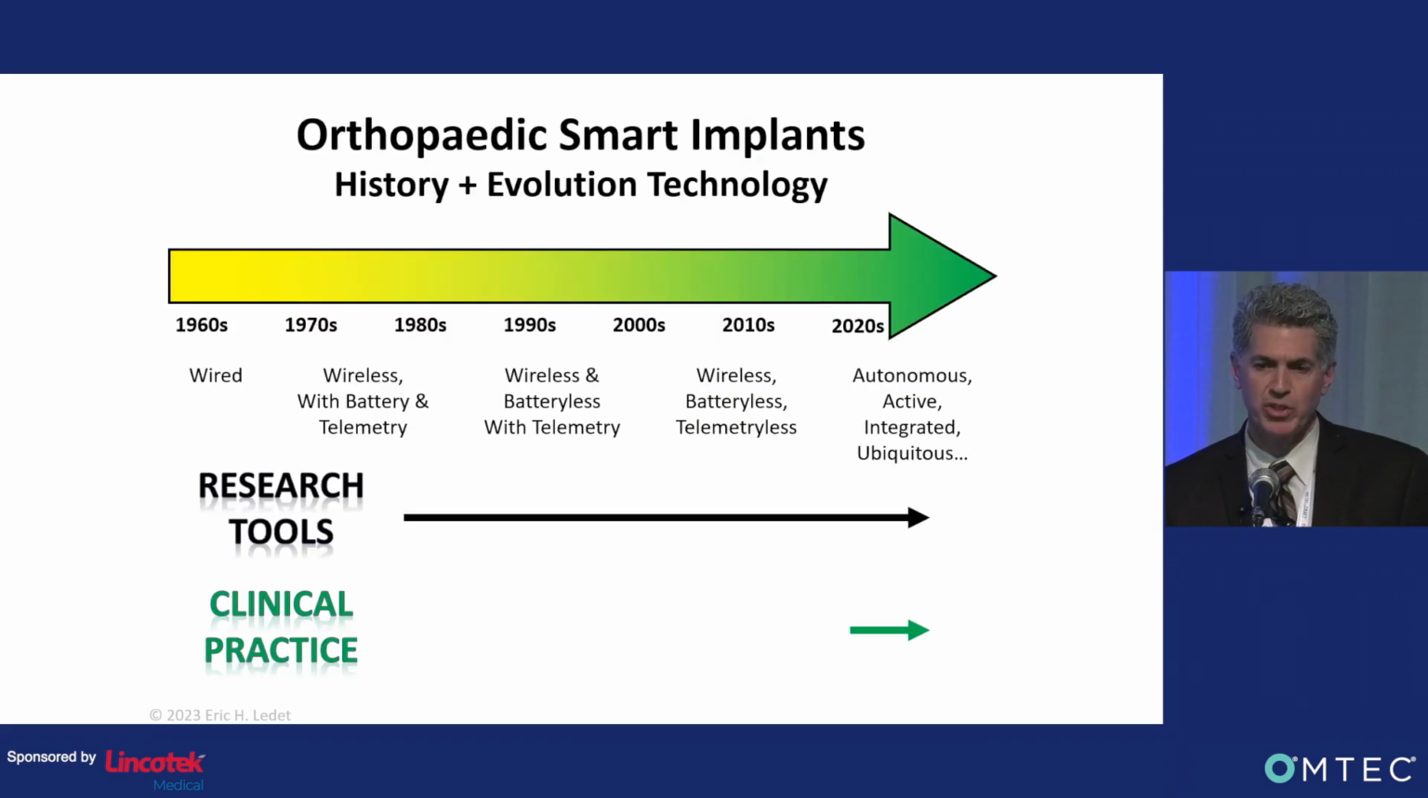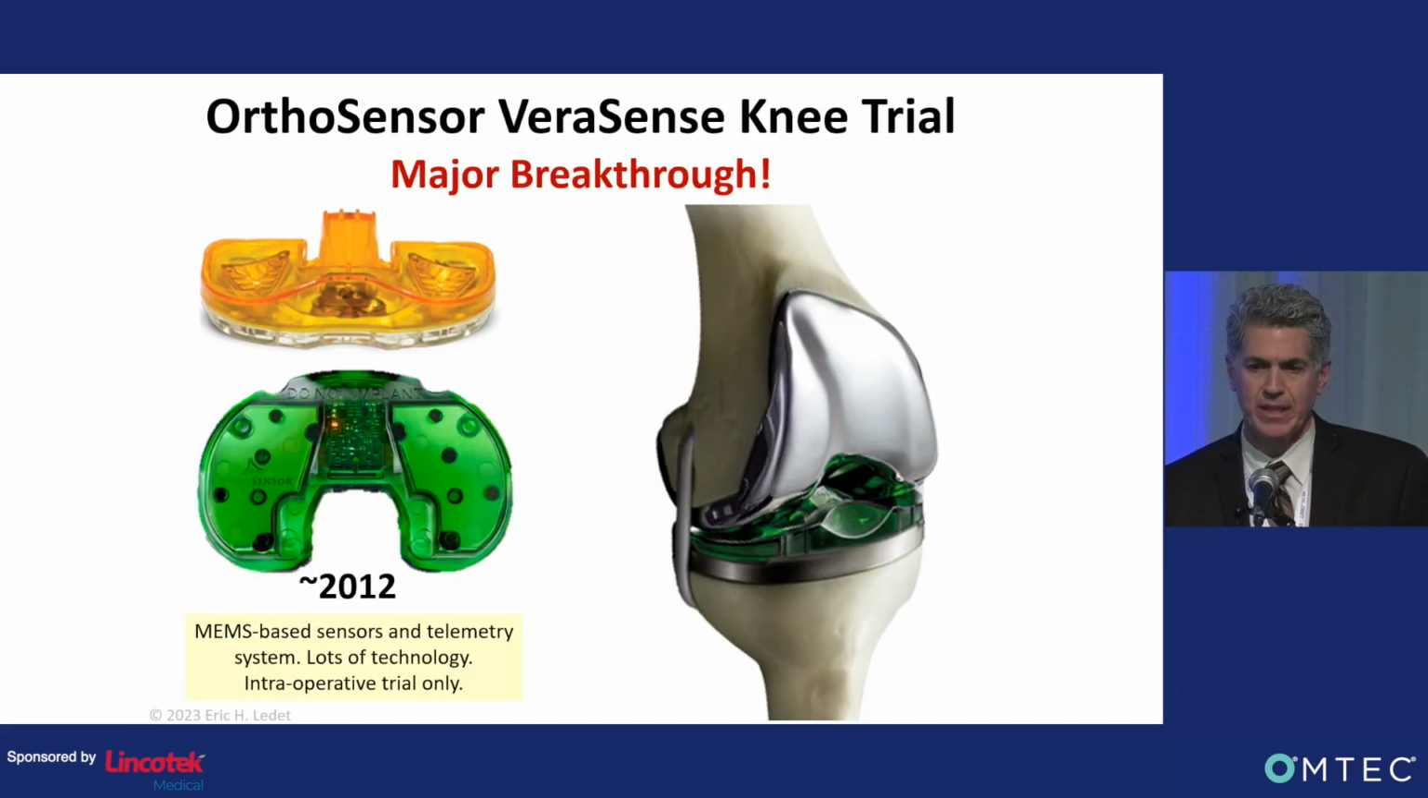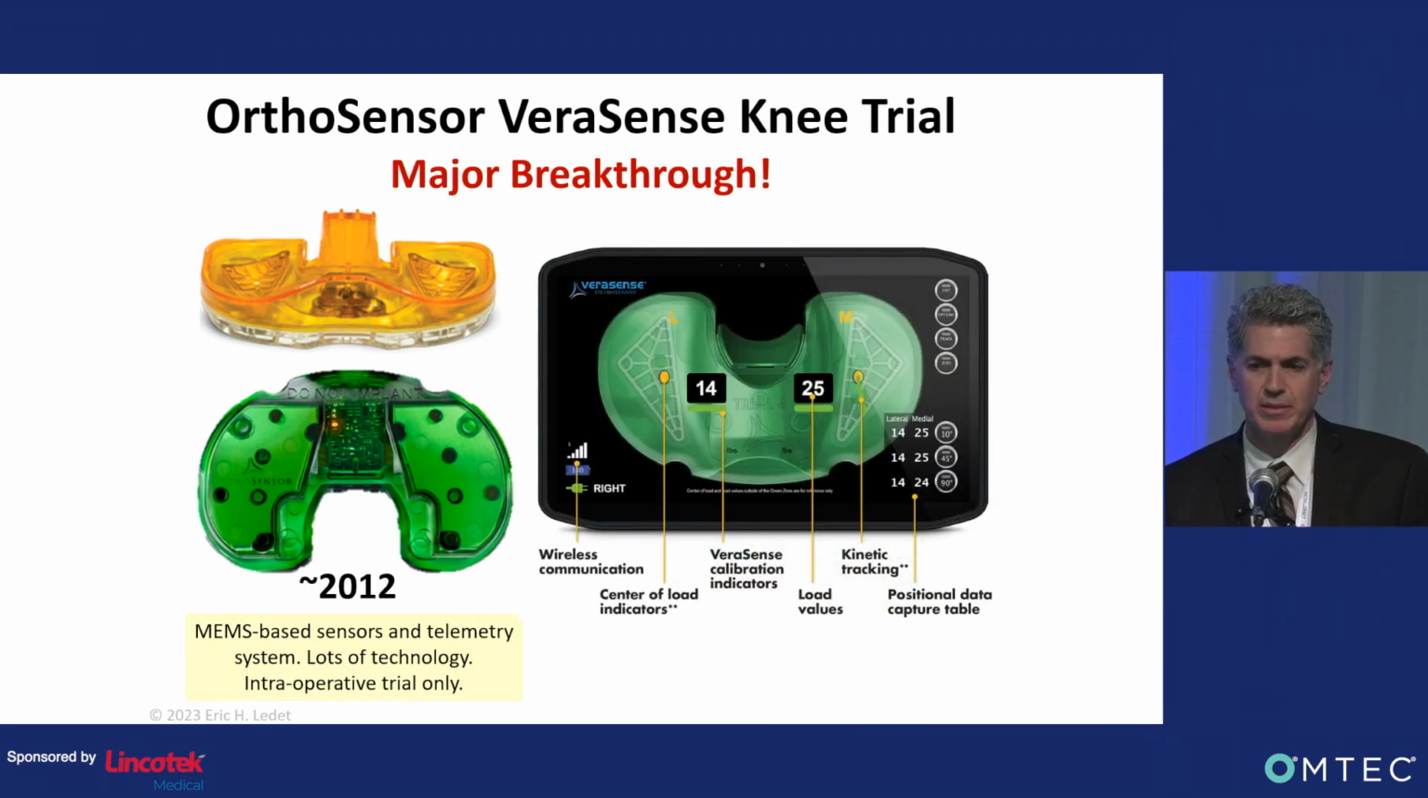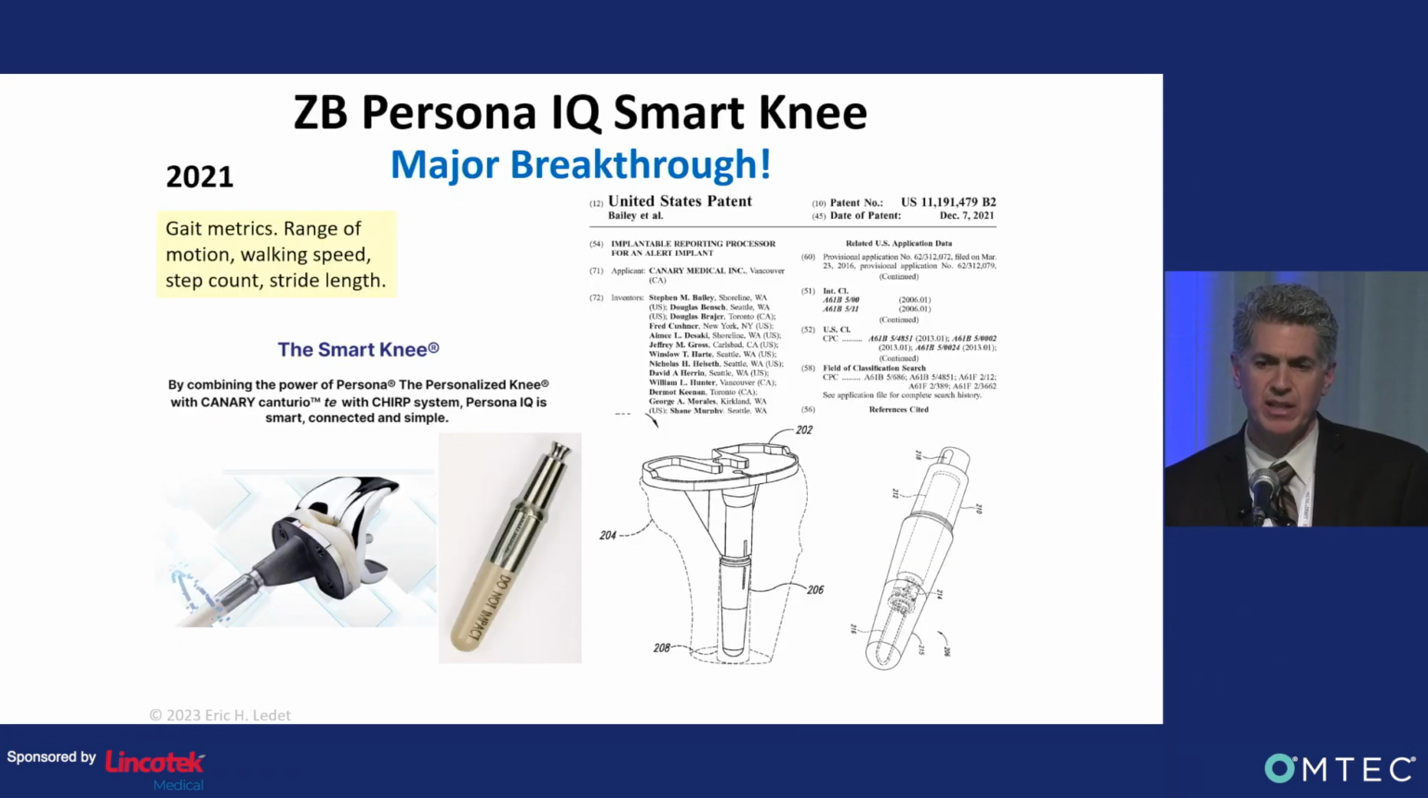So we've had these research tools. You can see as the technology has evolved over the decades, smart implants have been in research, but only in clinical practice for a very short period of time. Around 2012, major breakthrough with OrthoSensor. This, of course, is a trial that goes in the operating room, not a permanent implant. That gives the surgeon some real-time feedback about what's going on in the OR. And then finally, a little bit over a year ago, our first permanent smart implant to hit the market.